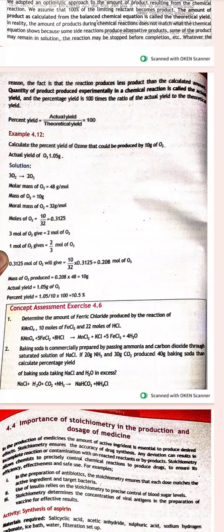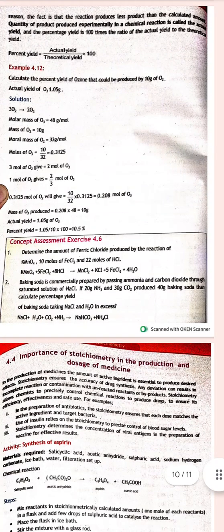The quantity of product produced experimentally in a chemical reaction is the actual yield, and percentage yield is 100 times the ratio of the actual yield to the theoretical yield. Percentage yield is equal to actual yield divided by theoretical yield multiplied by 100. So yield is basically what we are getting as a product in a reaction.